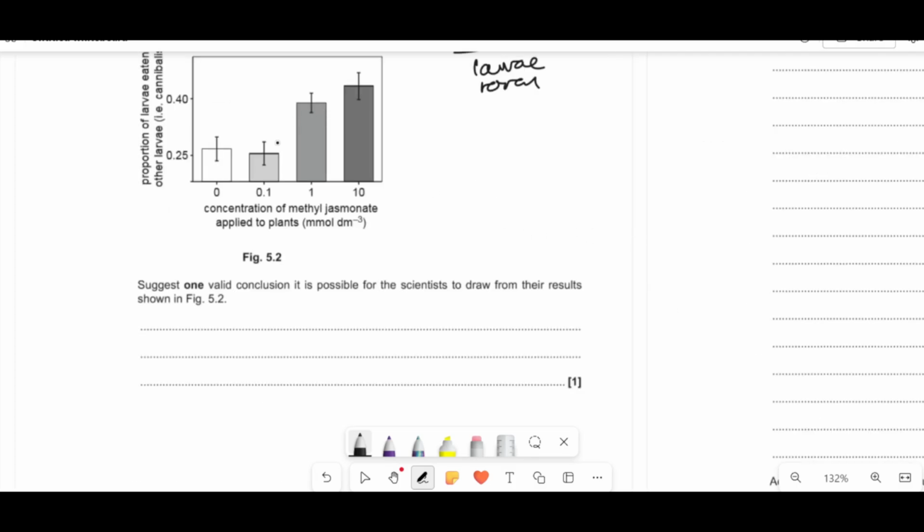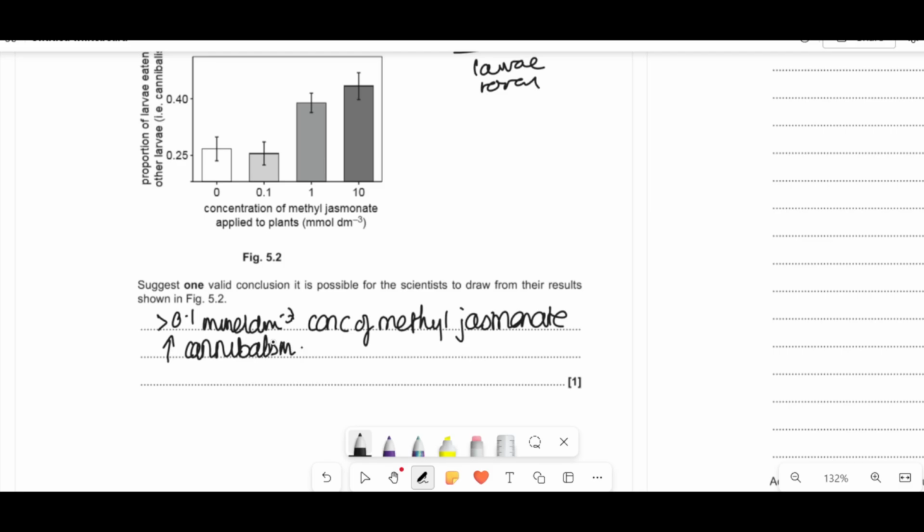The only thing you can conclude from this is that using more than this gets you more cannibalism. It doesn't matter about anything else. It's literally just what you see here. So that means a higher than 0.1 millimole per decimeter cubed concentration of methyl jasmonate increases cannibalism. That's all you can conclude. There's literally nothing else you can get from that.